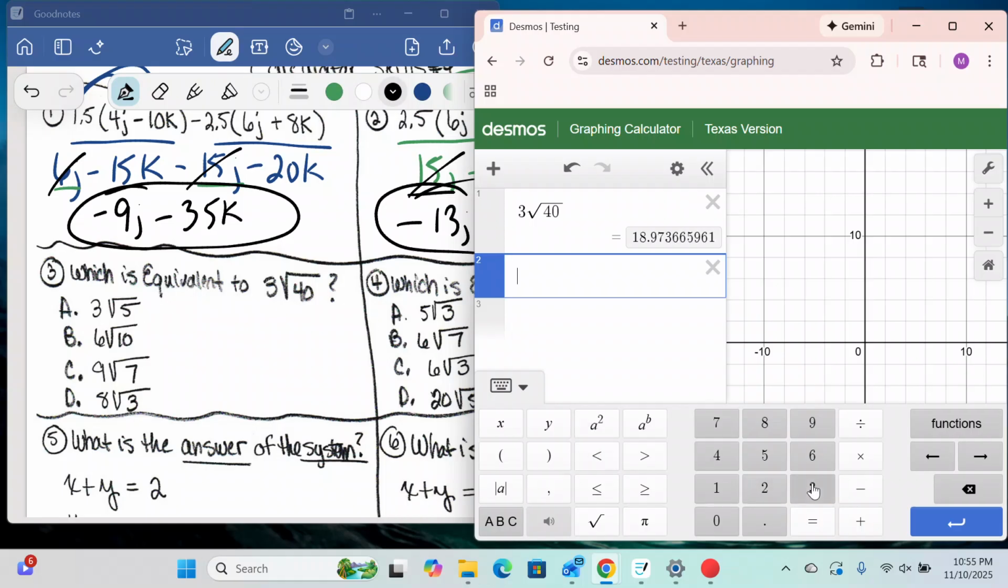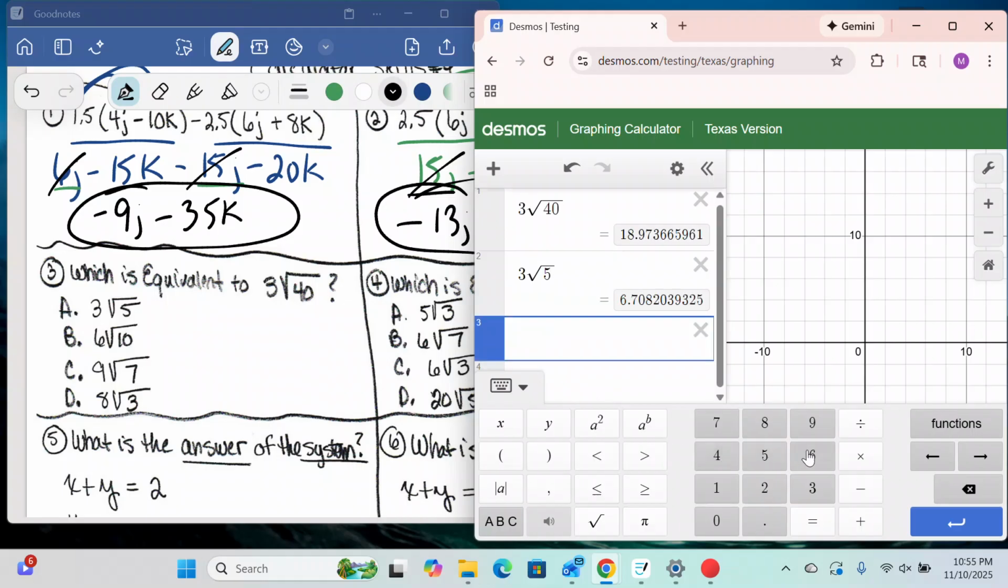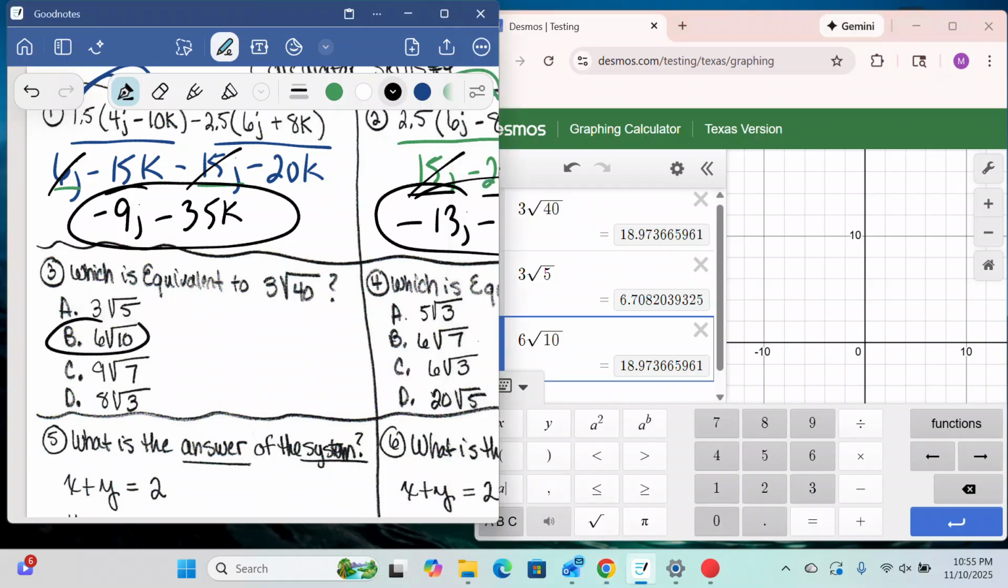Then I'm going to input each one of these. I'm going to go 3 square roots of 5. Not equal. 6 square roots of 10. Not equal. Oh, wait. It is equal. So the answer is B.